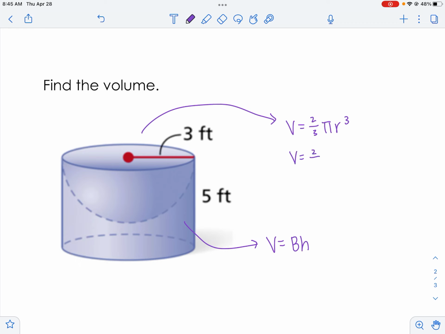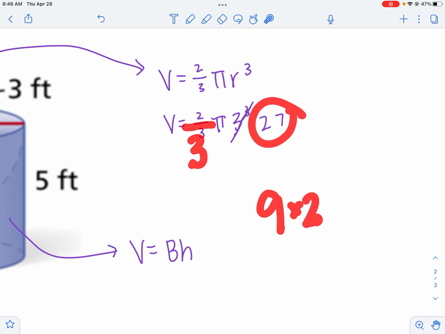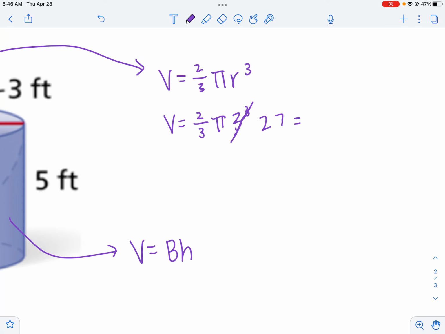So volume of the hemisphere, all I need is the radius, which they told me was 3 because it's pointing to the half. So 3 cubed, I need to be careful here because 3 cubed is 3 times 3 times 3, which is 27. And then if I do 2/3 of that, there's actually this little trick that I like to do with fractions. It's where we divide by the denominator and then we multiply by the numerator. So what's 27 divided by 3? That's 9. And then 9 times 2 is 18 pi.